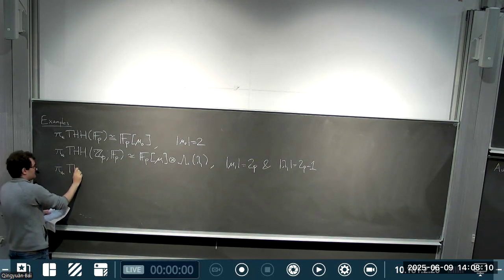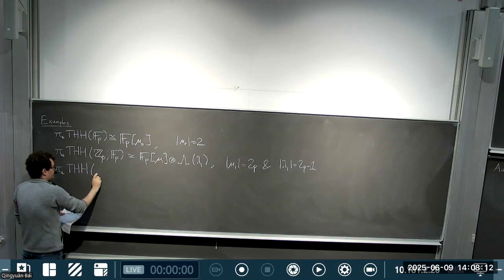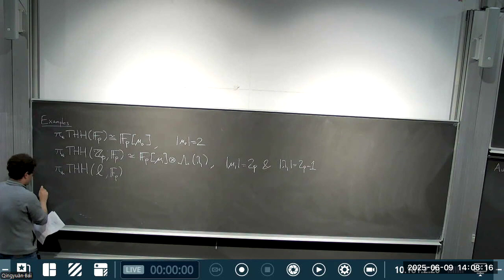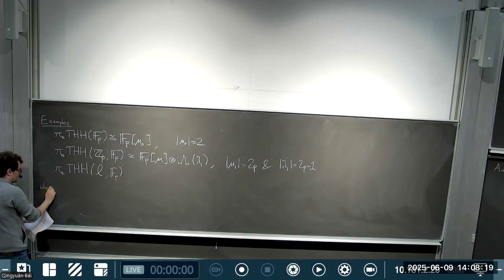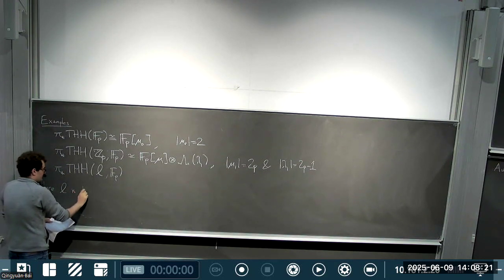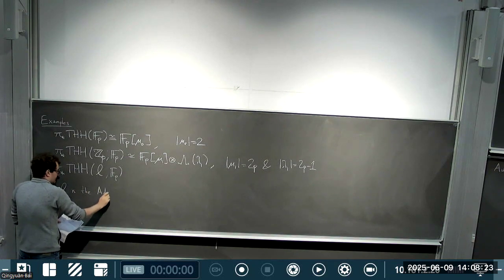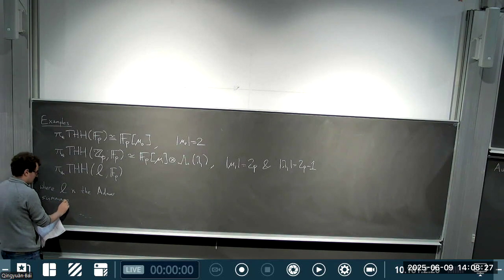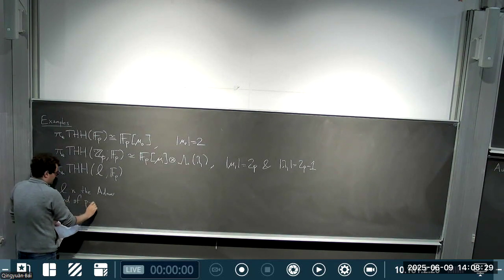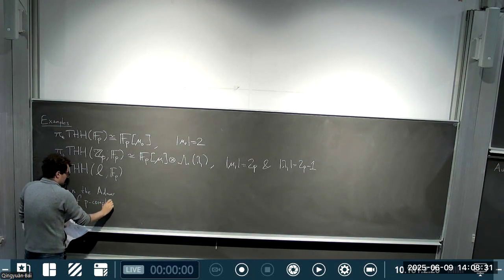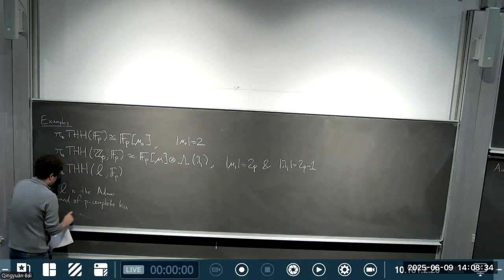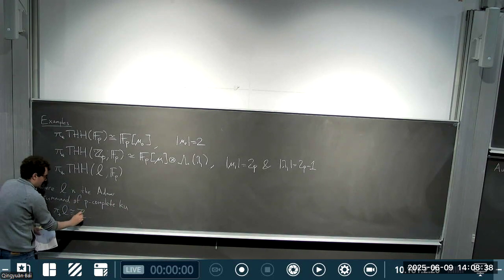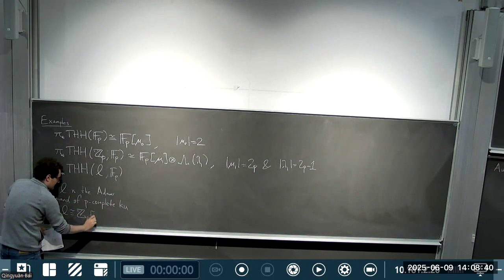One more example. THH with coefficients in F_p. Here, L is the Adams summand. You complete the, and pi_* L is Z_p of v_1.